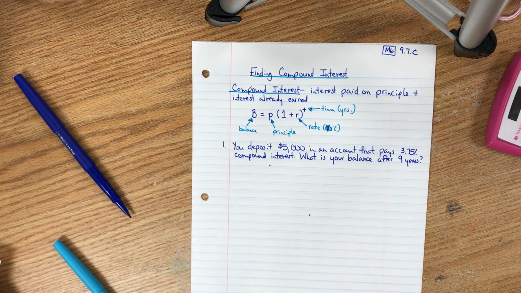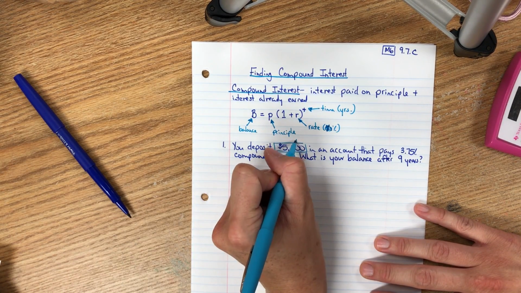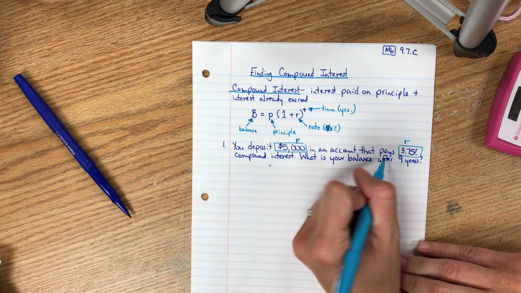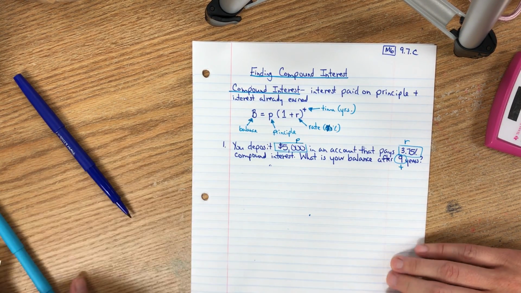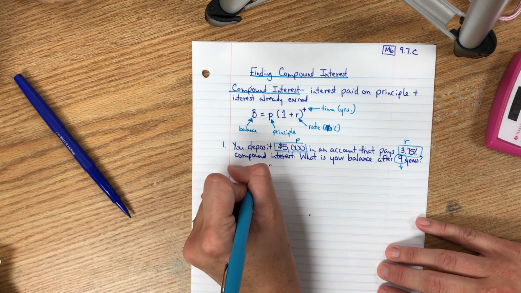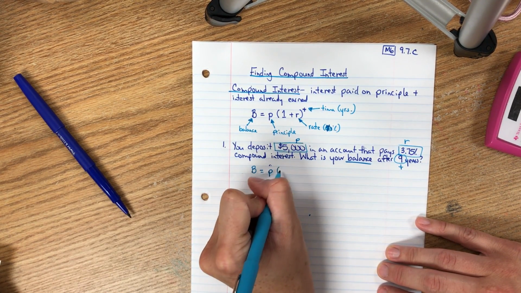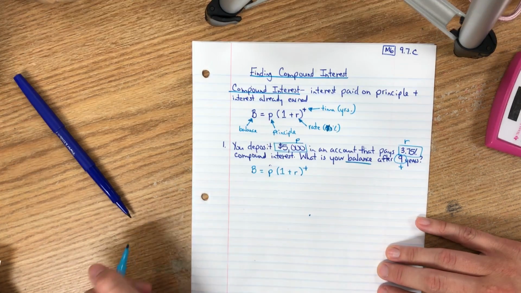All right, so you deposit $5,000 in an account that pays 3.75% compound interest. What is your balance after 9 years? So we have here our principal. It's paying this rate, and we are looking at a time of 9 years. So our formula is balance. We want to know the balance. That's what we don't know. Principal times 1 plus the rate to the t power, okay?